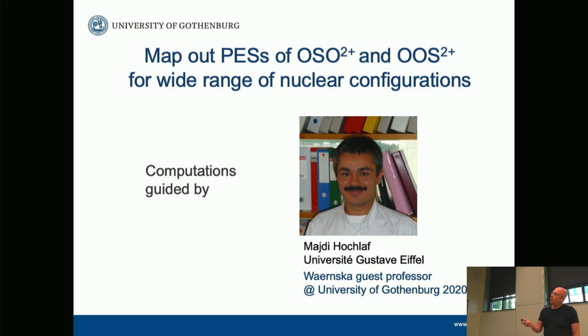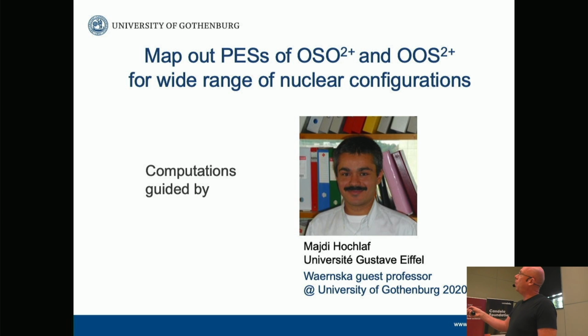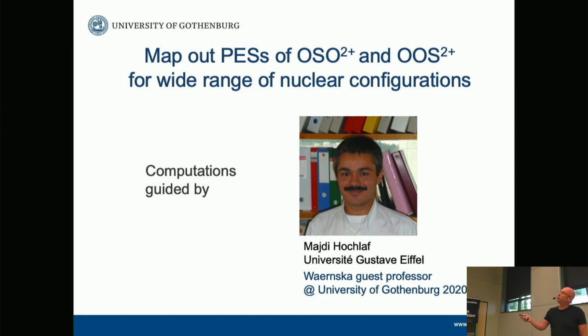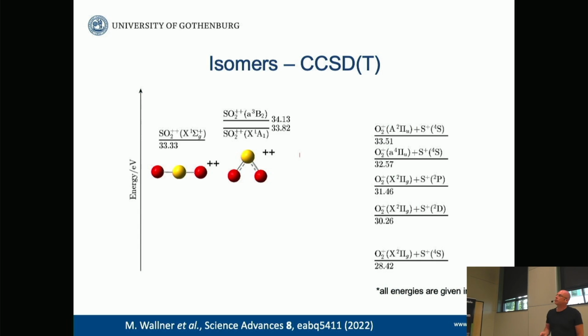The idea which Max came up with at the time is to first of all look at the potential energy surfaces of OSO++, and also think about isomerization processes, so OOS++, for a wide range of nuclear configurations. And the first thing he and one of the students did was calculating the ionization energies at the coupled cluster level. In the doubly ionized ground state, the geometry looks like this, and the lowest ionization energy is about 33.33 electron volts. And then there are excited dicationic states where the geometry is bent.